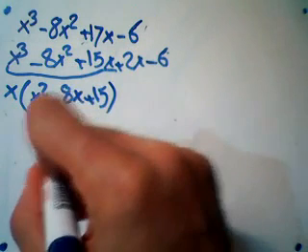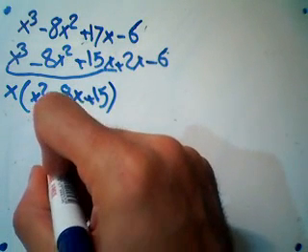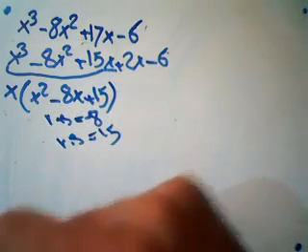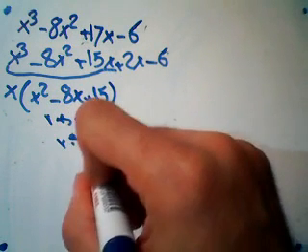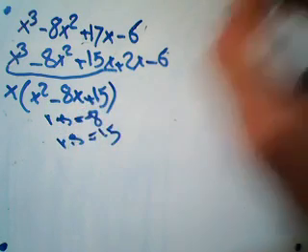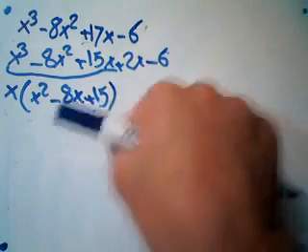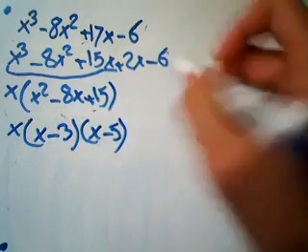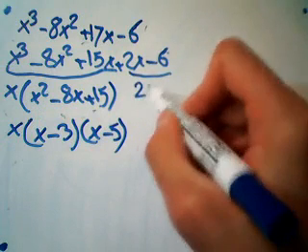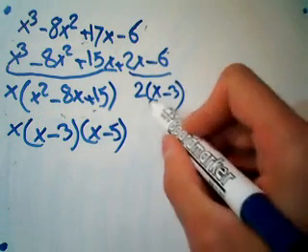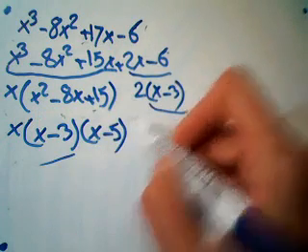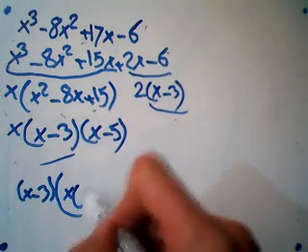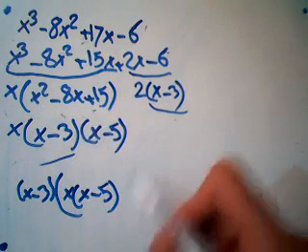Okay, now how to factor this? We should find the R and S whose sum be minus 8 and whose product would be 15. What are they? Minus 3 and minus 5, whose sum is minus 8 and whose product is 15. Okay, so that would be x times x minus 3 times x minus 5. How about this one? This is 2 times x minus 3. Okay, we got common factors here. So this would be x minus 3 times x minus 5 from this plus 2.